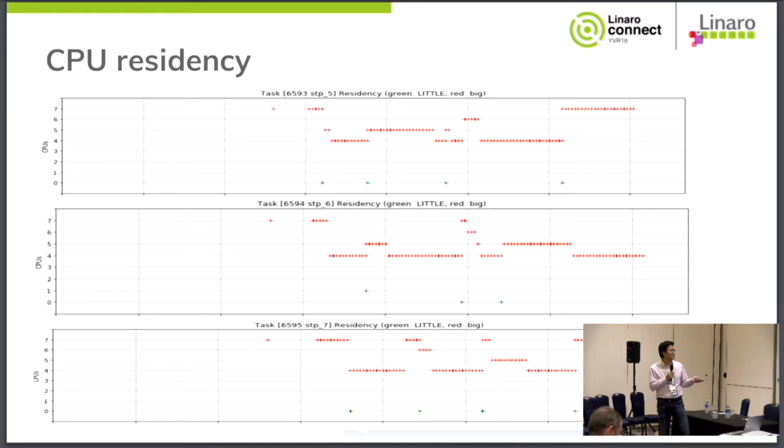The last is the CPU residency plot. We can find our tasks 5, 6, 7. They select the last big CPU at first, CPU 7. After a while, they may be pulled to another big CPU.